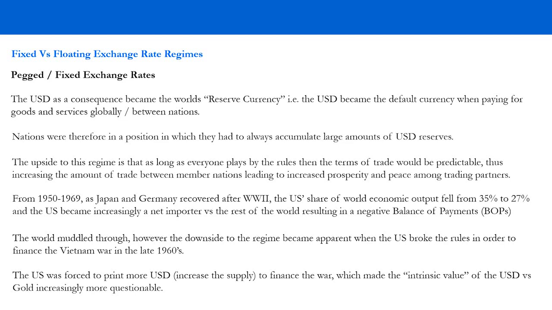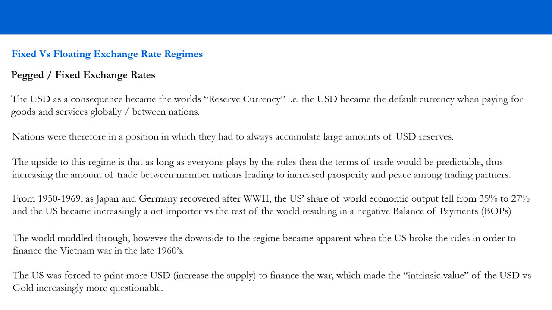But if you think about what this means, it means that all of the nations require a large amount of US dollar reserves at any one time. Now, the upside to a regime like this is as long as everyone plays by the rules and the terms of trade, then the terms of trade would be predictable. So that would actually increase the amount of trade between member nations, leading to increased prosperity and potential peace amongst the trading partners. But there was a problem.